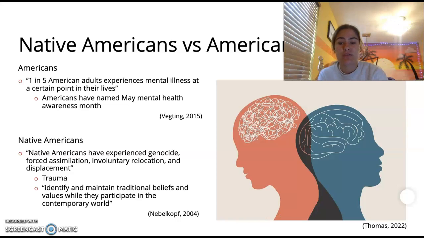However, Native Americans try to identify and maintain traditional beliefs and values while they participate in the contemporary world, so they tend to not follow many of the same coping techniques that Americans do today, and many of these differences can be explained through the process of natural selection.